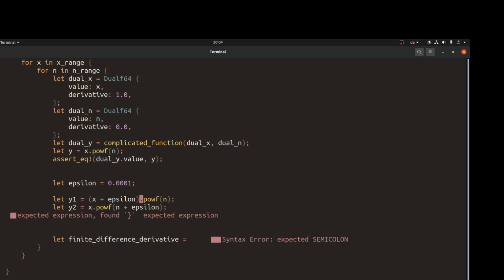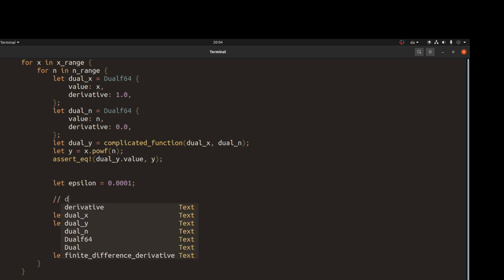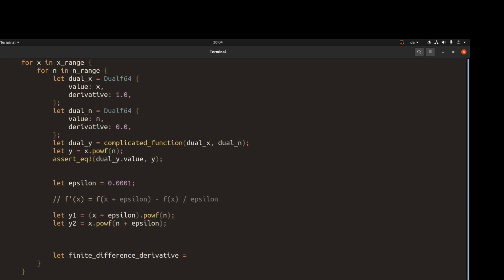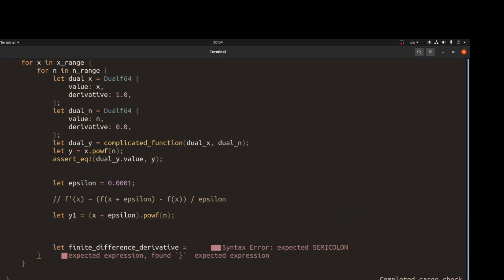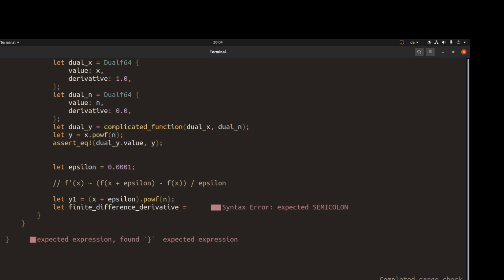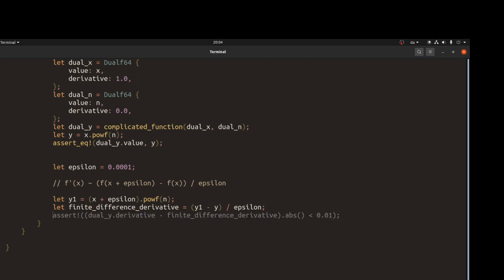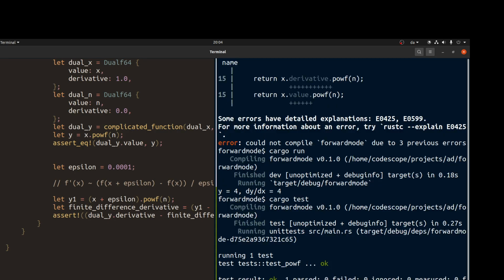No, sorry. So the idea is we can calculate the derivative of x by saying f, the derivative is basically equal to this thing where we step x a little bit, and we subtract what it was before, and we divide by the step size. So we also need to step here. Now, sorry, I'm a little bit tired. So that should do it. And then we should say that this difference is quite small, the difference between the calculated derivative and the manual derivative. So let's say cargo test.